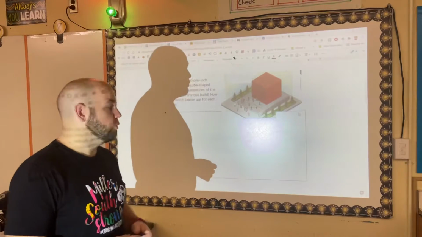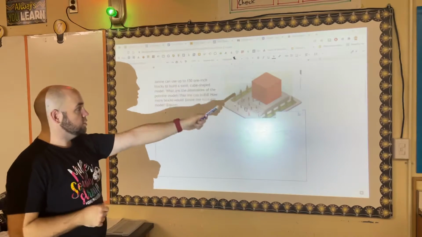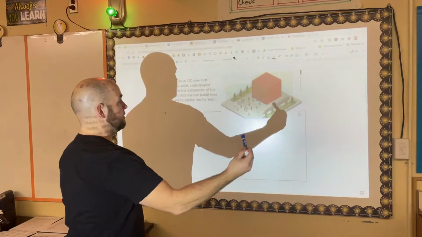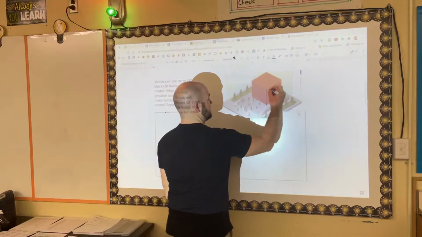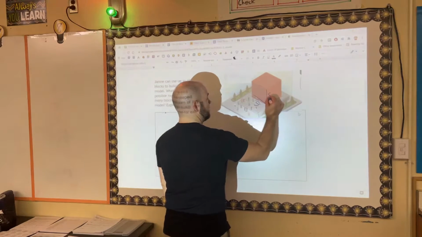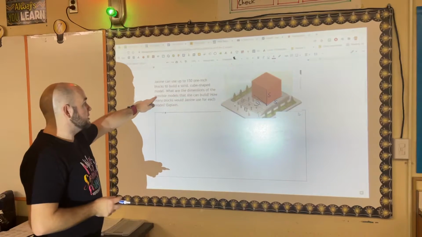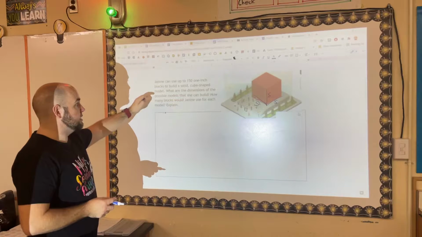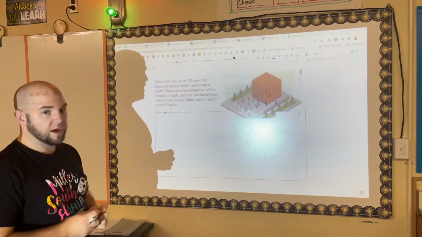Janine can use up to 150 1-inch blocks to build a solid cube-shaped model. So it's cube, so all 3 sides are going to be the same length. So this side, that side, and this side, they're all going to be the same. And we can use the same variable to show that. So S. What are the dimensions of the possible models that she can build? How many blocks would Janine use for each model?